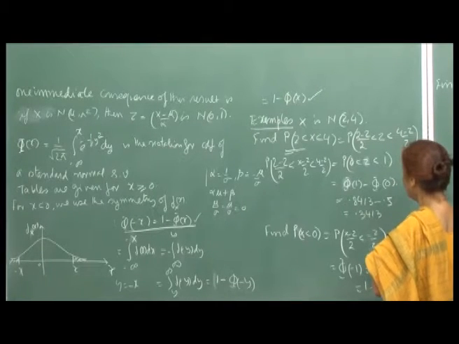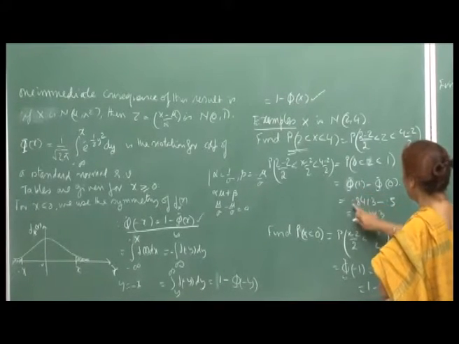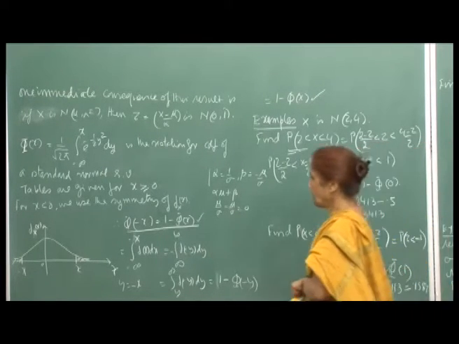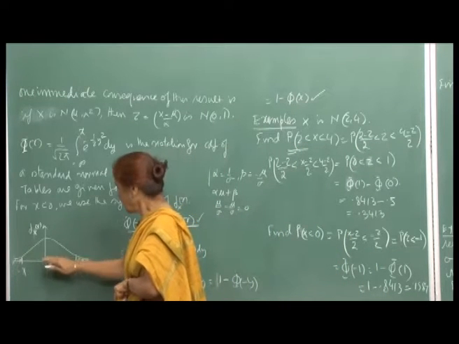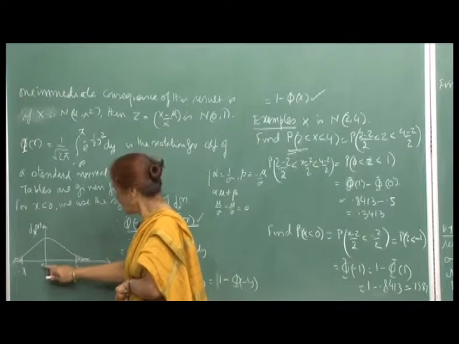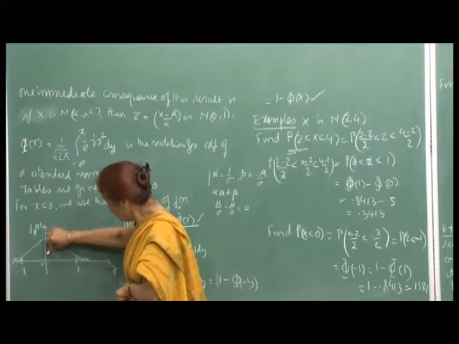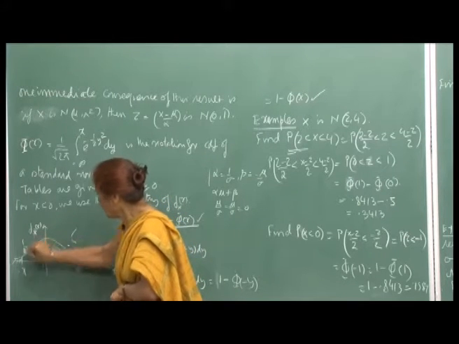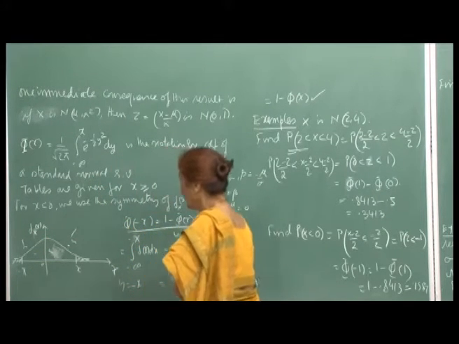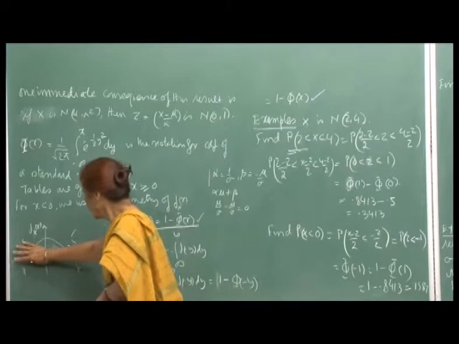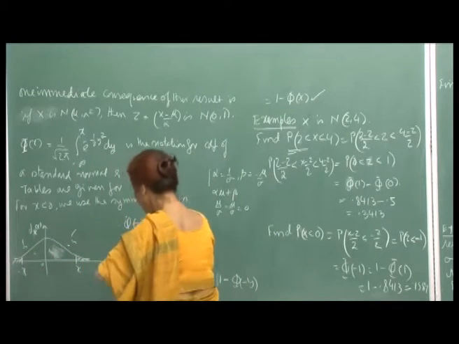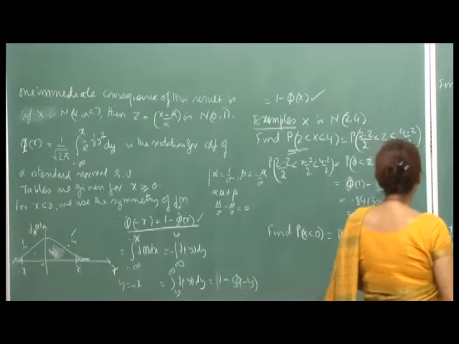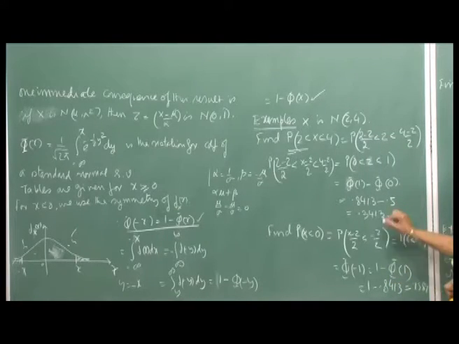And from tables I get that phi of 1 is 0.8413 and phi of 0 will be 0.5, because we have said that the standard normal PDF is symmetric about the origin. So, the area under the curve on this side will be 0.5 and on this side also 0.5. So, phi of 0 will always be 0.5, because it is the area for x less than or equal to 0, which is half of the total area. So, therefore, this is the probability.